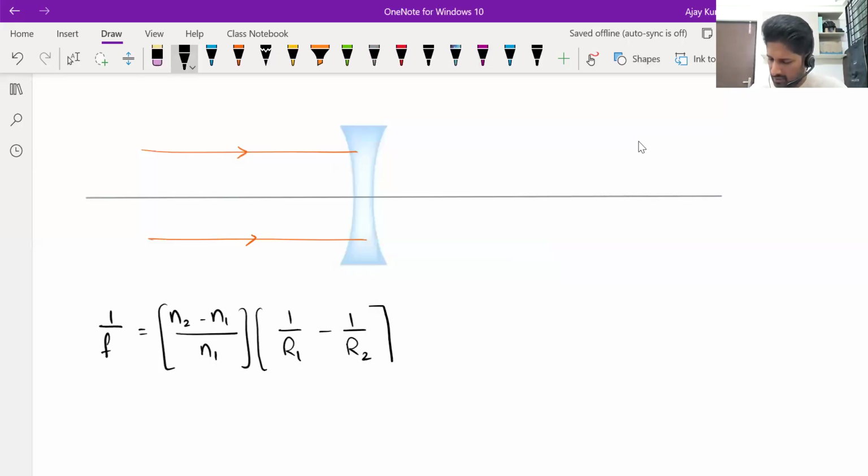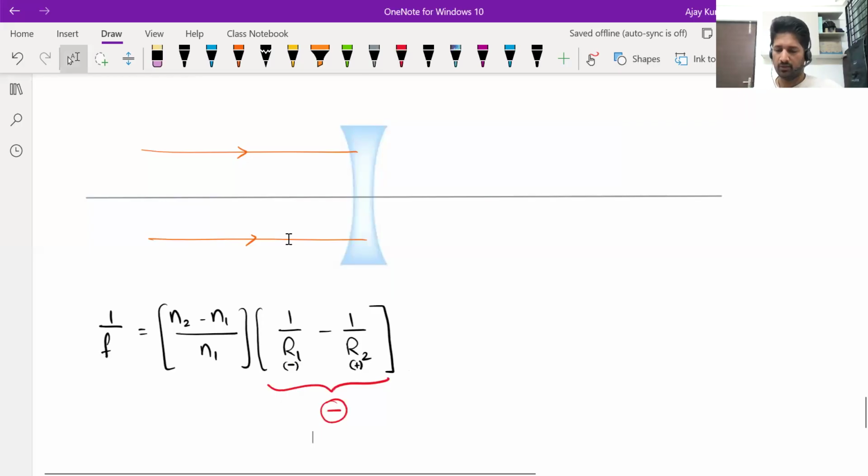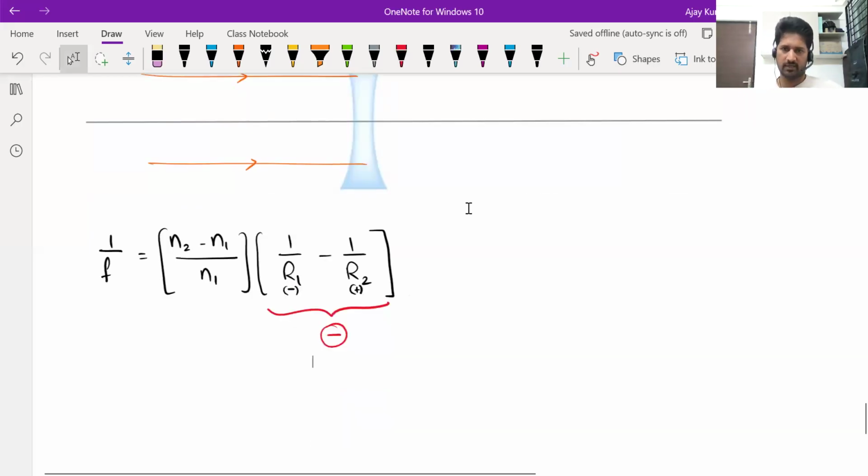If it's a concave lens like this, biconcave lens, r1 will be negative, r2 will be positive. Now r1 value is negative, r2 value is positive, but r2 also has a negative sign in the formula. Therefore, this bracket will always be negative. The second bracket will always be negative in case of a concave lens. Now the sign of the focal length would depend on the sign of the first bracket.